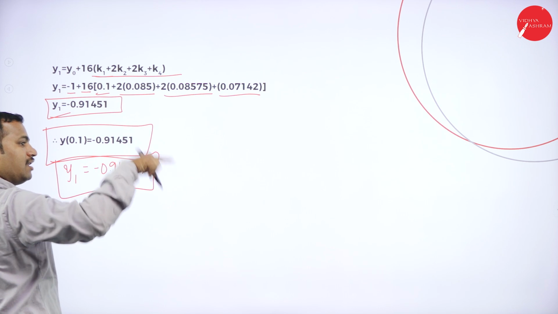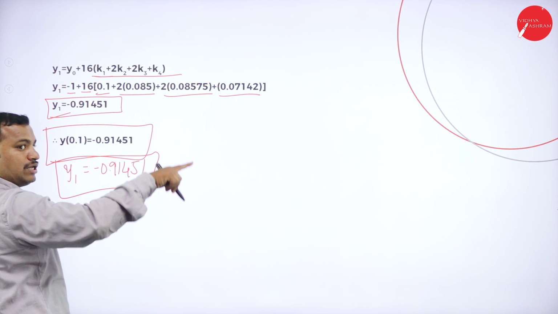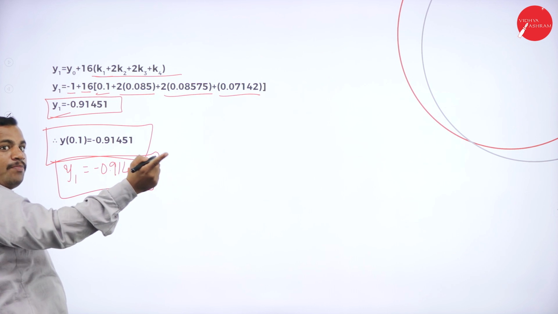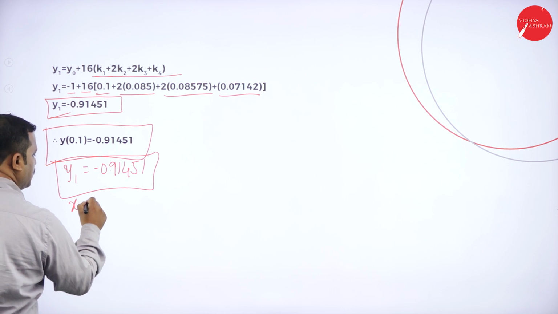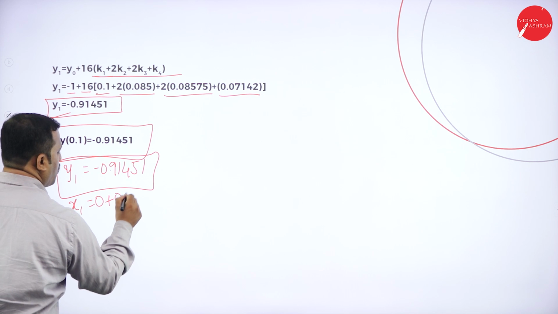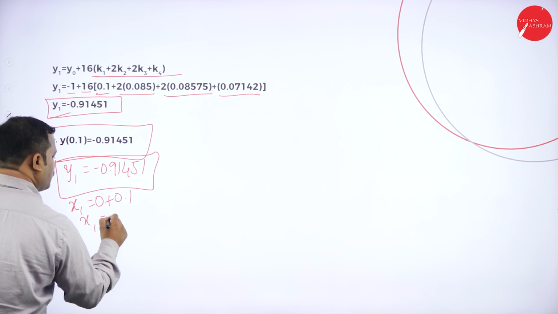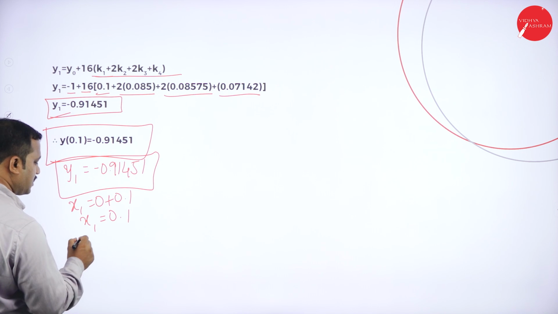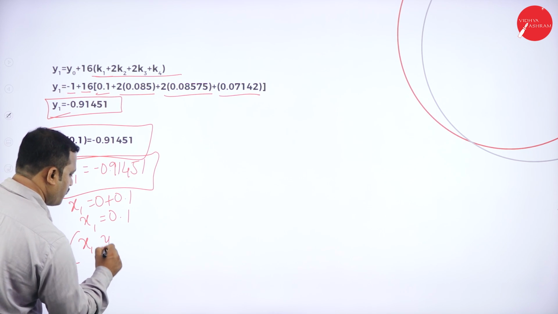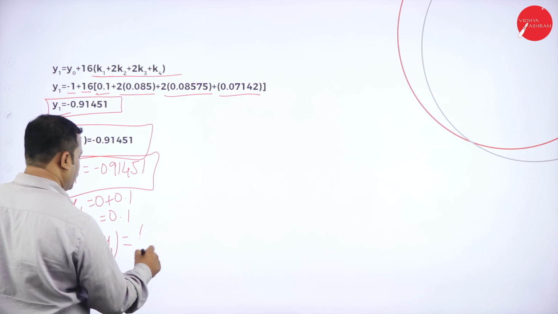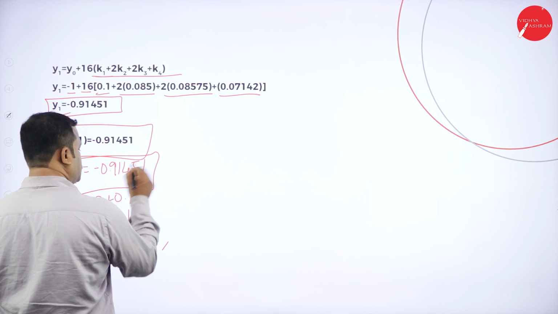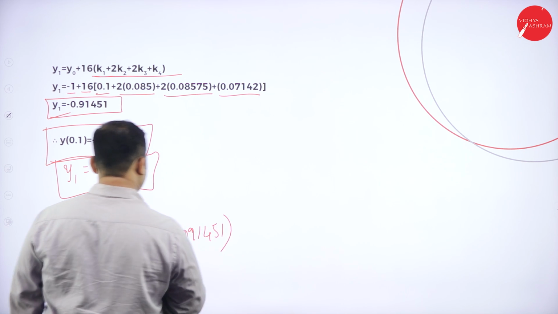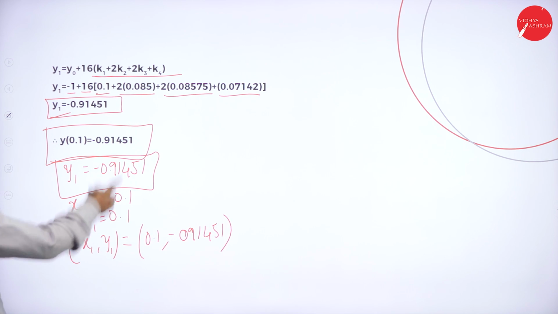If so, what is the value of x1? x1 is equal to 0 considered earlier. x1 is equal to 0 plus 0.1, which is equal to 0.1, because the step size is 0.1. If that is the case, what is the value of x1 comma y1? x1 comma y1 is equal to 0.1 comma this term minus 0.91451. This is the value I am considering here for the next iteration.